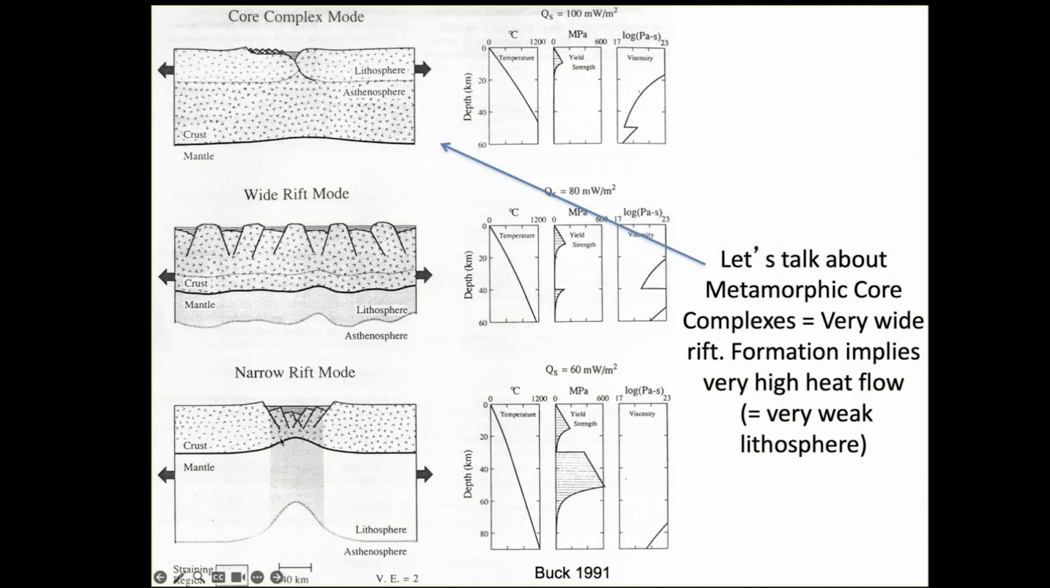Here in the narrow rift, it's focused. Here in the wide rift, it's all of it. Here, there's actually no strength whatsoever in the mantle. All of the strength, and there's very little of it, is in the upper crust. So this entire system is flowing at depth.